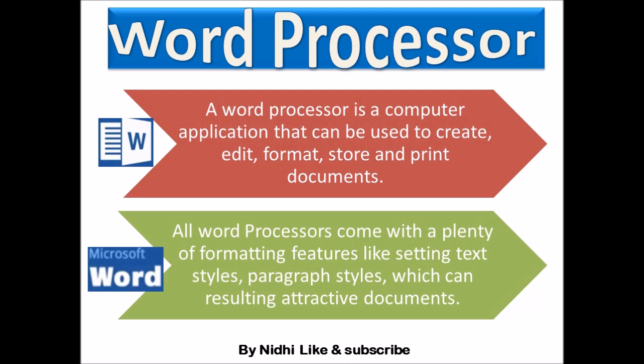That means whenever you open Microsoft Word, you will find a lot of options. Those options are known as formatting features. Like you can change the style of your words, that is text. You can change the style of paragraphs, which can create attractive documents. That means you can change the color of the page, you can change the color of the text, and you can apply different types of styles to your paragraphs also. Okay, so this is just the introduction of word processor.